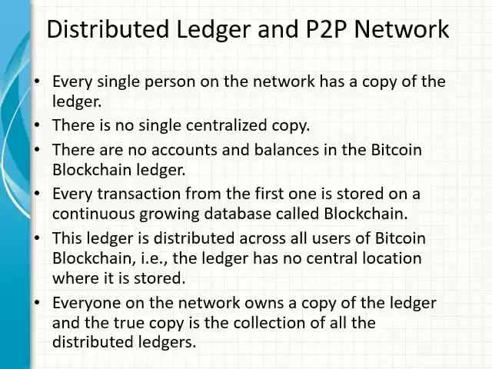So every transaction is stored on the blockchain. Whenever a new transaction happens, a block is created and the block is inserted in the blockchain, and this blockchain, or you can say ledger, is shared by all the participants, all the nodes in the peer-to-peer network. This ledger is distributed across all users of the Bitcoin blockchain. That is, the ledger has no central location where it is stored. Everyone on the network owns a copy of the ledger, and the true copy is the collection of all distributed ledgers.